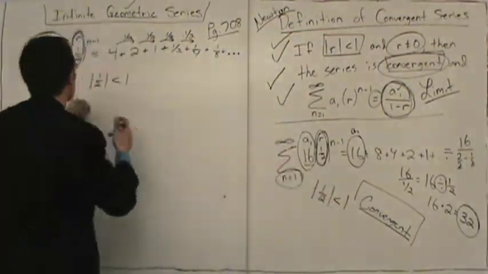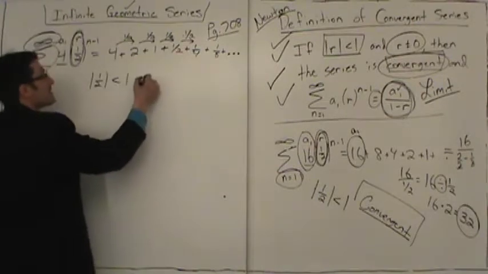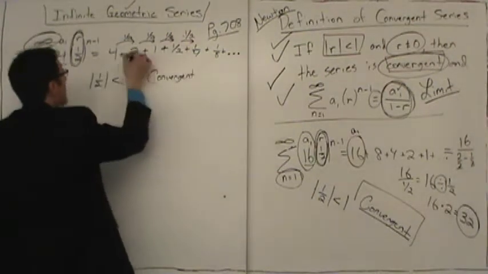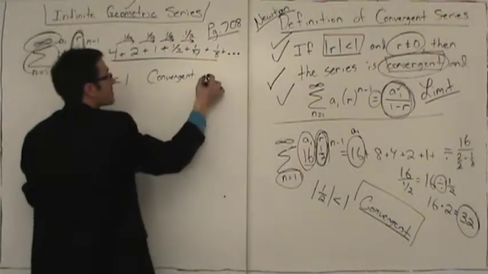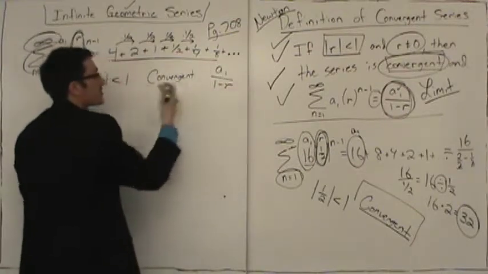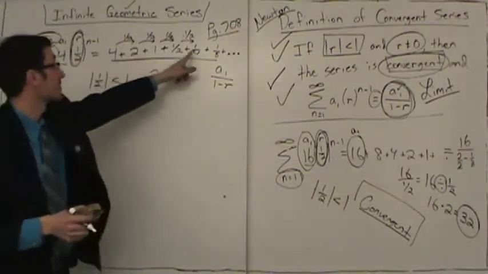Yes. Okay. Is the absolute value of 1/2 less than 1? Yes. Then the series is what? Convergent. And what does this thing actually add up to or forever get close to? We use the formula. The formula says put what? A sub 1 over 1 minus r. Just put your values where they go to find what this thing gets very close to.